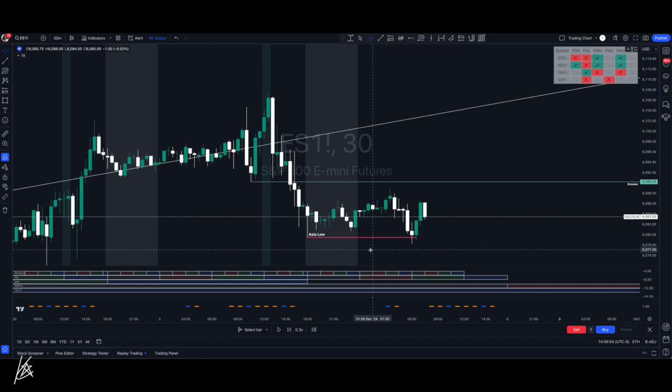Asia low is basically everything from 1800 until your midnight candle is printed. We then have London, which for me, I'm going to chart everything from 2 a.m. until 5 a.m. Eastern Standard Time, and everything is going to be in New York time. You want to have your charts in New York time, regardless of what time frame you are trading from, because everything is New York based. Okay, so we're using Asia low and then London low.